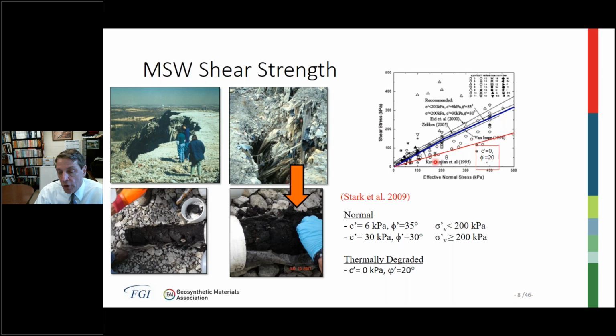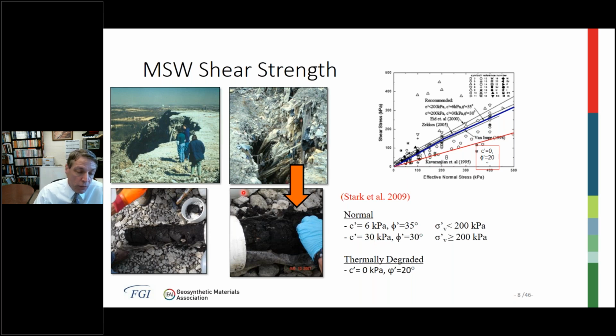So on the right here are some typical strength envelopes for MSW. Here's a bilinear envelope that we recommended in 2009 for effective normal stresses less than 200, say a friction angle of 35 and a cohesion of 6. Greater than 200, the envelope flattens out a little bit, friction angle of 30 and a cohesion of 30 kPa as well.